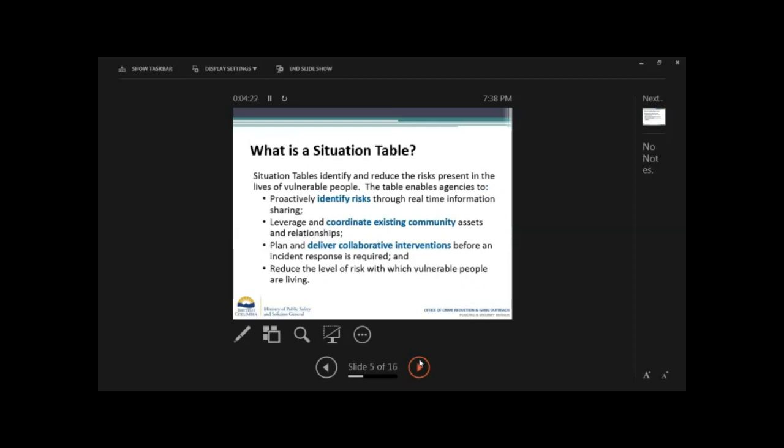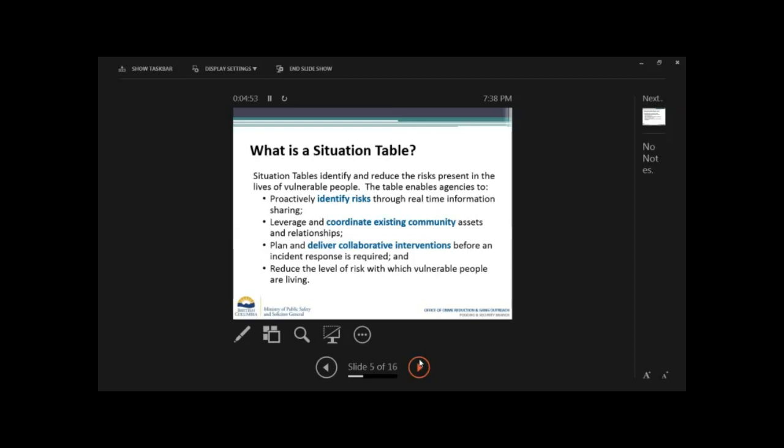So what is a situation table? Situation tables are sometimes also referred to as hubs in Ontario and Saskatchewan. They're a model that identifies and reduces the risks present in the lives of vulnerable people. This table enables agencies to proactively identify risks through real-time information sharing, leverage and coordinate existing community assets and relationships, plan and deliver collaborative interventions before that incident response is required, and ultimately reduce the level of risk with which vulnerable people are living.